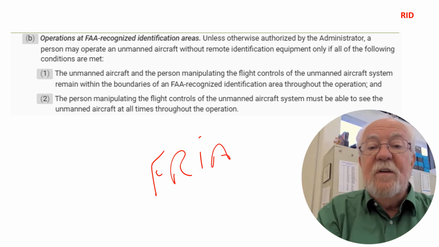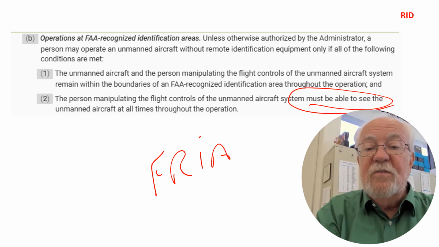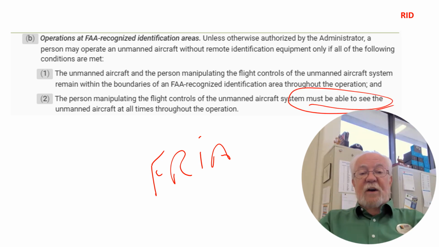However, the important part is that in those situations you must always be able to see the unmanned aircraft at all times through the operation. Again, we know that's the regulation now. However, if you had an internal remote ID, you could apply for a waiver to fly beyond line of sight. But if you have a remote ID module, and this is the question you'll have on the exam, in or out of a FRIA doesn't matter, you must be able to see the unmanned aircraft at all times. You can't get an exemption in that case.